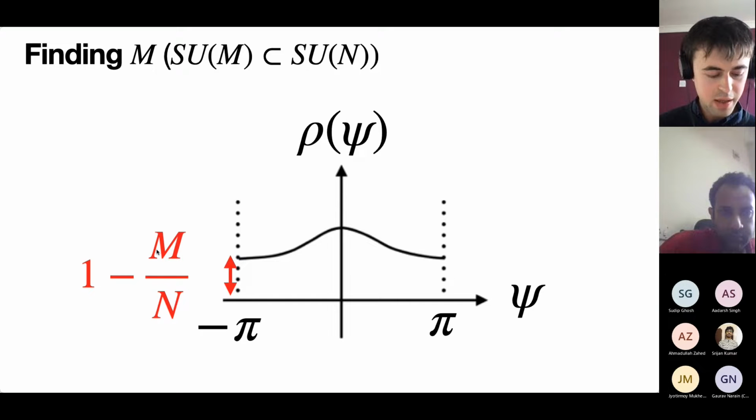So if they're all deconfined, then m is equal to n, and we have 0 here. If they're all confined, then m is equal to 0, and then this is 1, and you'd expect the whole distribution to be 1 in this normalization.